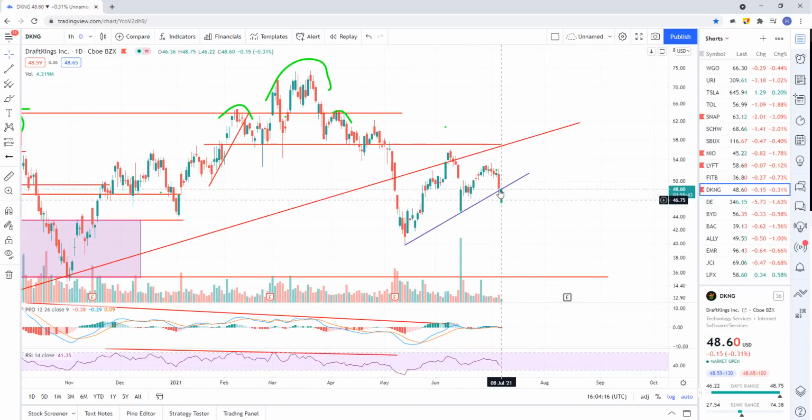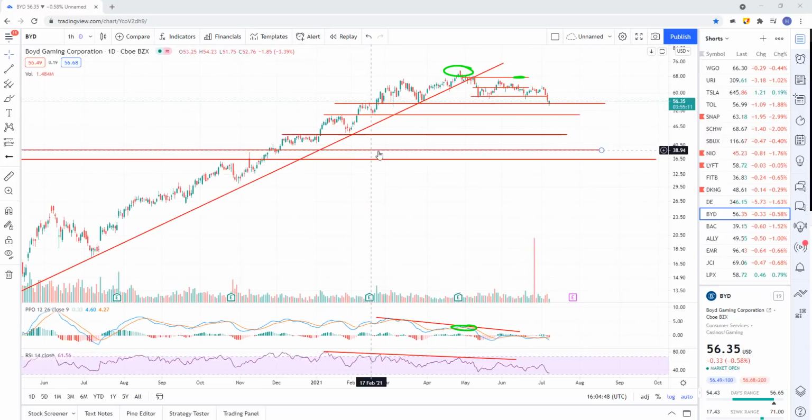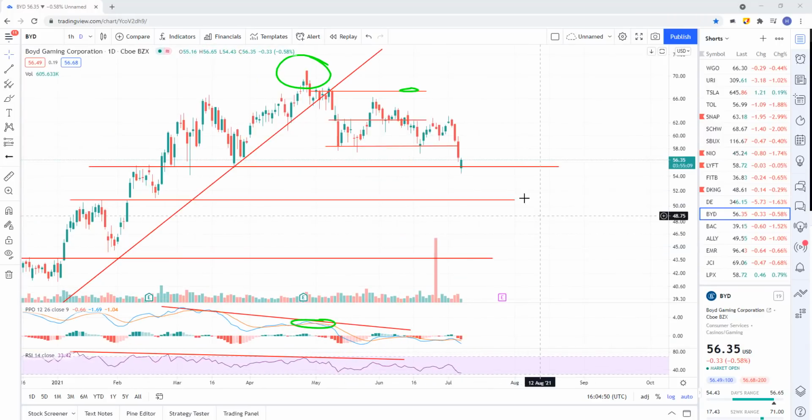I don't know if we'll start today or if they're going to recover this and wedge a little higher and then break. I'm not so sure on that, but I do think we are over time going to get down to this 35.53. And Boyd Gaming continues to trend lower, down 0.5%.